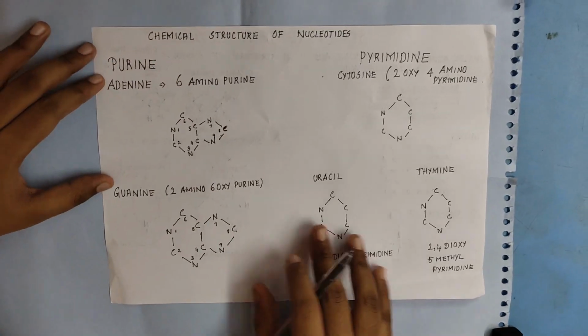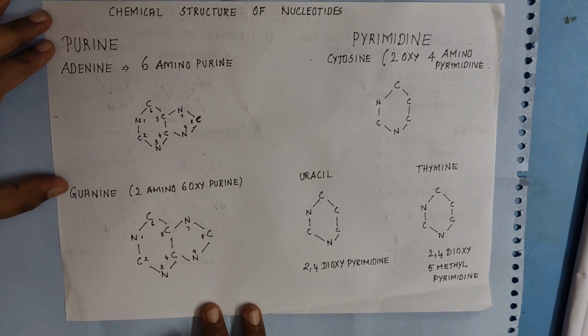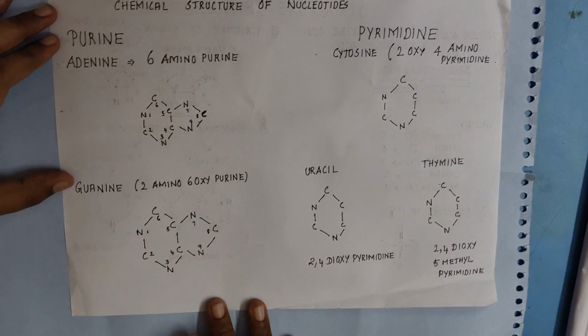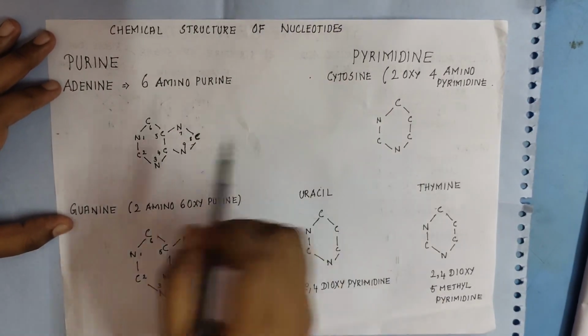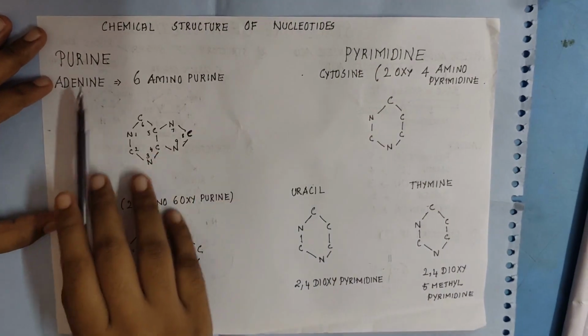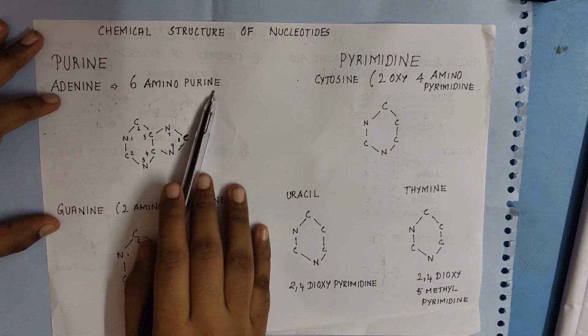Now we can see the chemical structure of nucleotides. Now we are going to see the chemical structure of purine and pyrimidine. Purine is adenine and guanine. Adenine has the chemical name 6-amino purine.